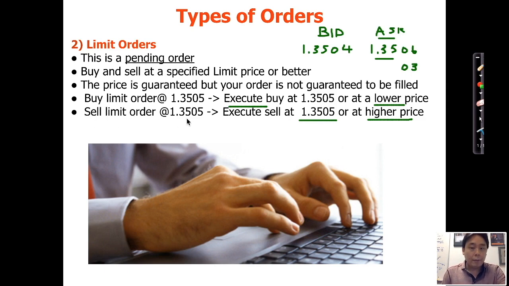So if you do that, it's a pending order. Would you end up selling at 3505? Not if it stays at 3504. In fact, if it goes down, there's no way you're going to sell it. Only if the price goes from 3504 to 3505 would your order be executed and you sell at 3505. Make sense? Now, what if the price shoots up to 3506? Would you end up selling it? Yes, because you want to sell it at 3505 or higher. So that's how limit orders work.